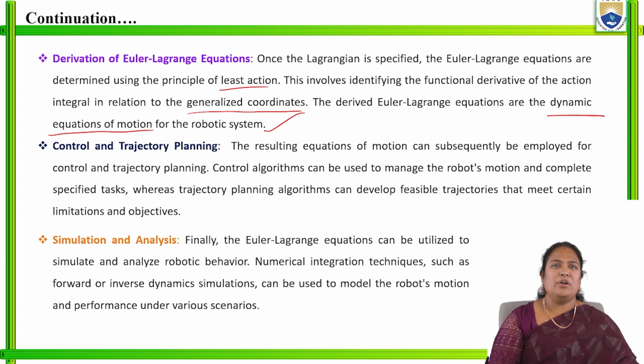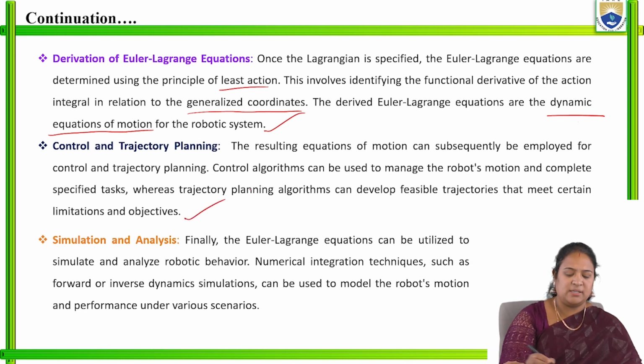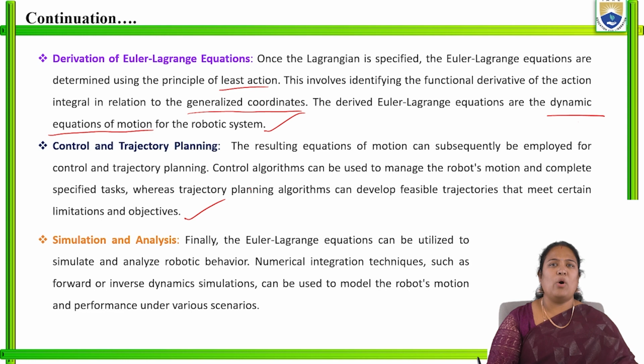Next, coming to the fourth point, that is control and trajectory planning. What do we mean by control and trajectory planning? Here, the control of the robot's manipulator or the trajectory planning will be done by developing an algorithm and inserting that into the robot.